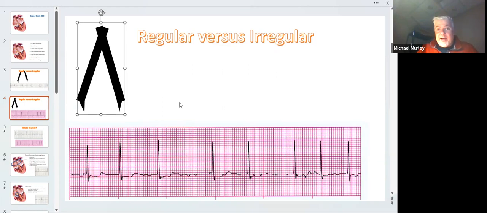So we can't do the PRI because the P waves are kind of crazy. And then we look at the width of the QRS. It's nice and tight, so that's good. And then the last question is, well, what is this? Well, the P waves are irregular. The R to R's are irregular. And there's a term we use called irregular is AFib.